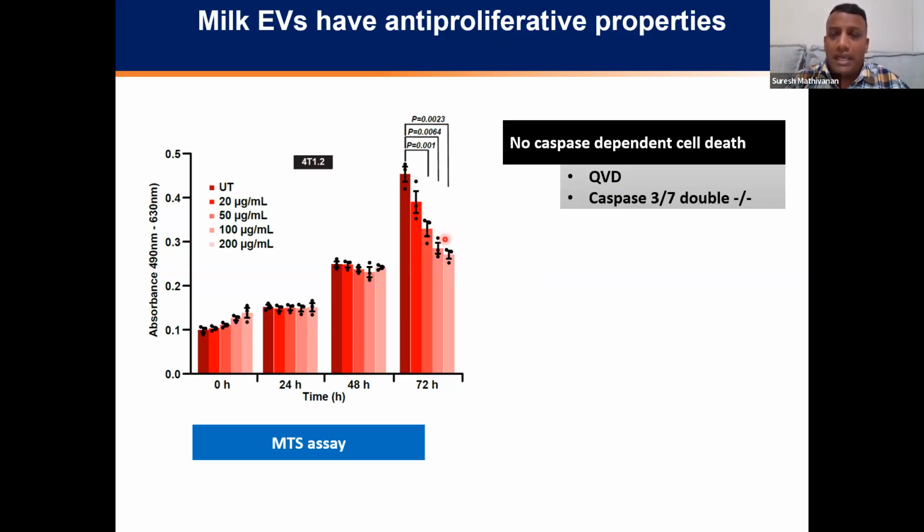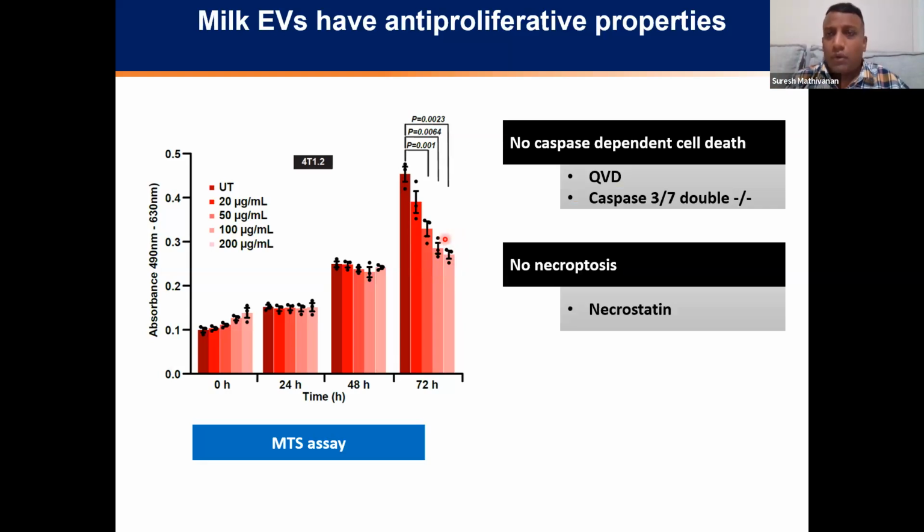So we looked at whether any caspase-based cell death was there. We used QVD and caspase 3/7 double knockouts, but there is no difference. We also looked for necroptosis using necrostatin inhibitor. There is no difference.